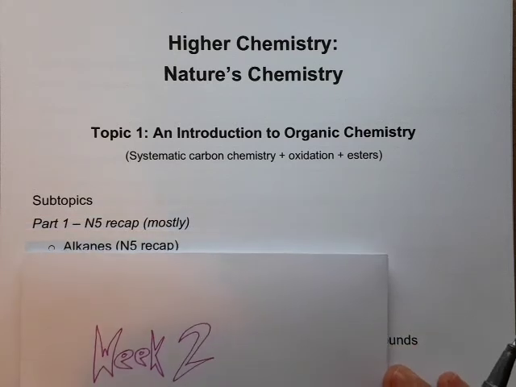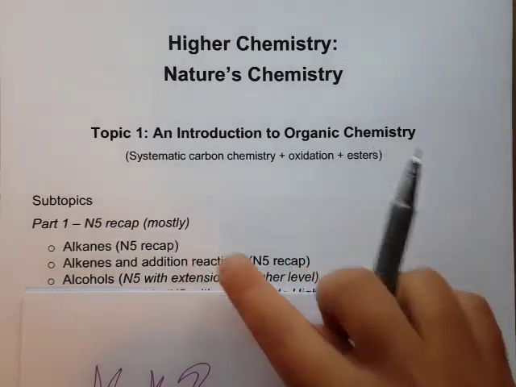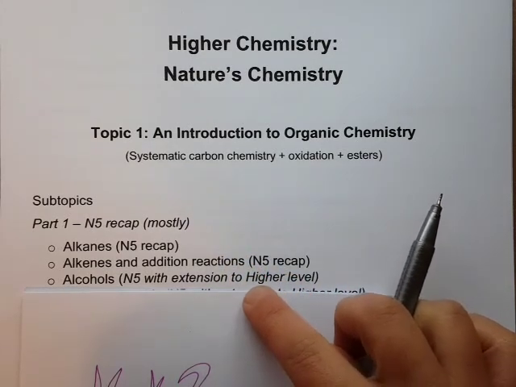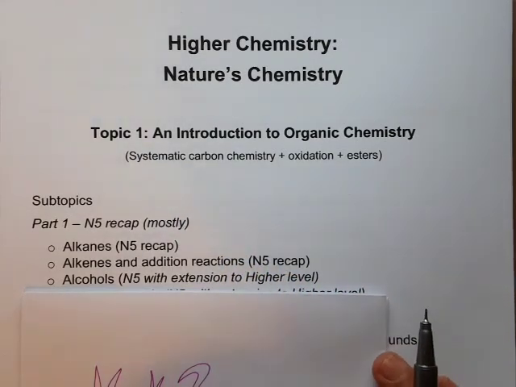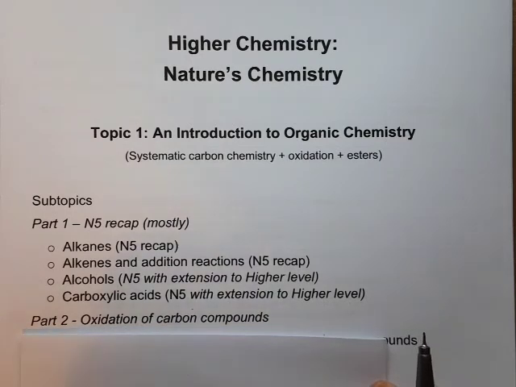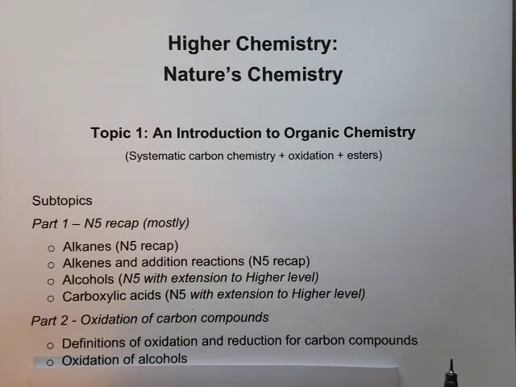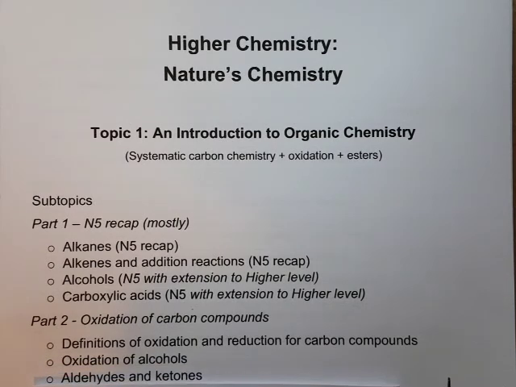Just as a little reminder, in week 1, that was mostly a recap of National 5, and you looked at alkanes, alkenes and addition reactions, and alcohols. This week, we're going to look at the final part of National 5 revision, which is carboxylic acid, and then we are going to move on to look at the oxidation of carbon compounds. And we're going to look at definitions of oxidation and reduction for carbon compounds. Don't worry, the old definitions still apply, this is just a slight extension. And we're going to look at oxidation of alcohols, which also involves learning about substances known as aldehydes and ketones.